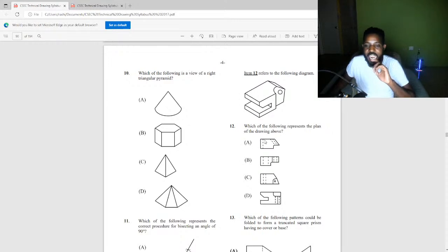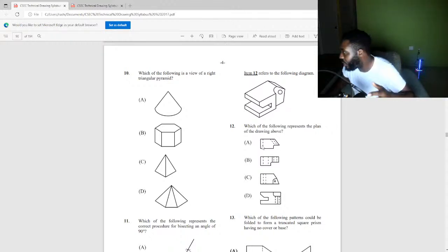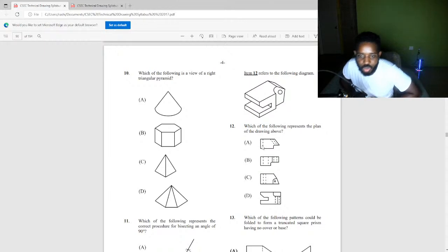Okay? All right, number 12 now. Which of the following represents the plan of the drawing above? So the plan. When you're looking down on this, what would it look like? It is going to look like this, B. Well, that's my first glance, but let me see if I'm correct.